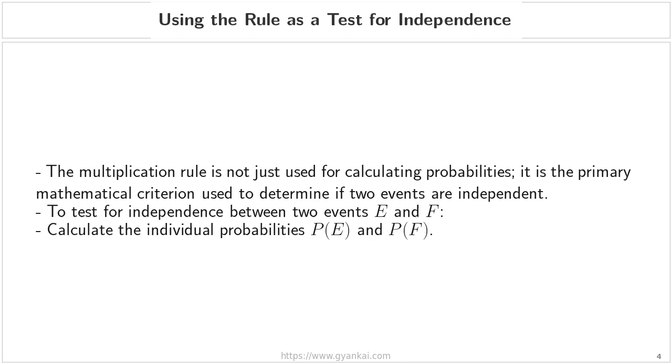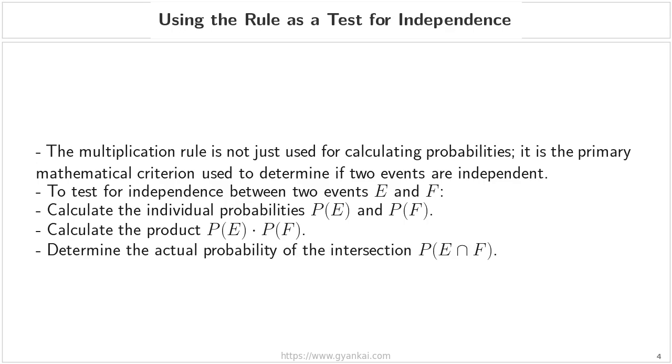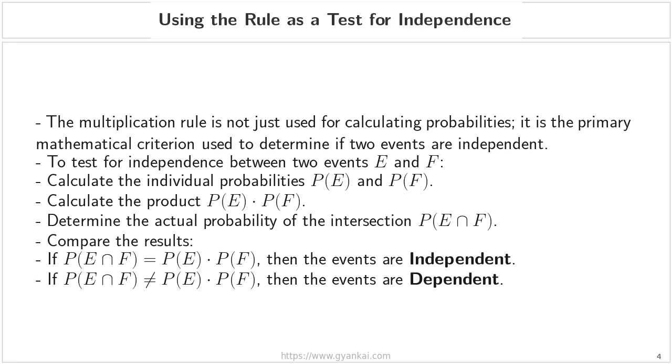First, you need to calculate the individual probabilities, which we write as the probability of E and the probability of F. Second, you take those two individual results and calculate their product. That is, P of E multiplied by P of F. Third, you must determine the actual, observed probability of the intersection, which is the probability of E intersection F, meaning the probability that both happen together. Finally, you simply compare your results.